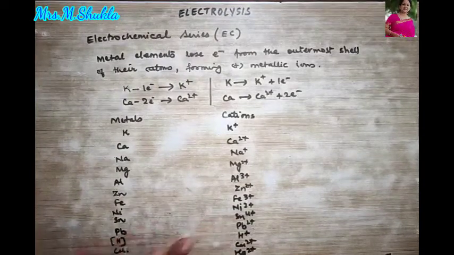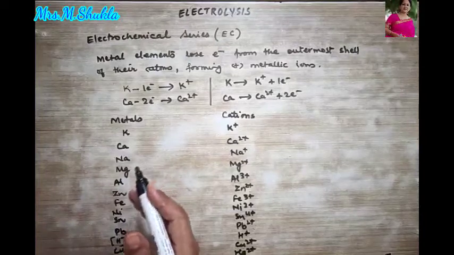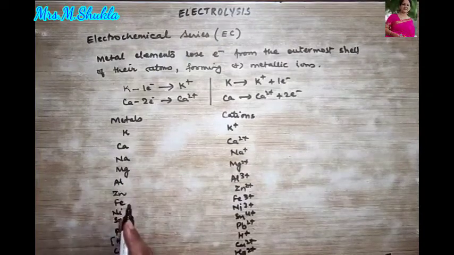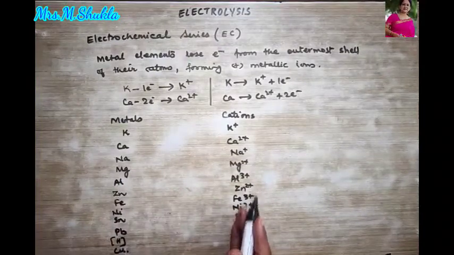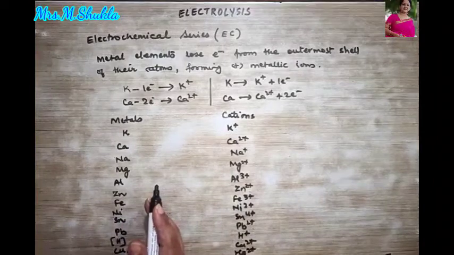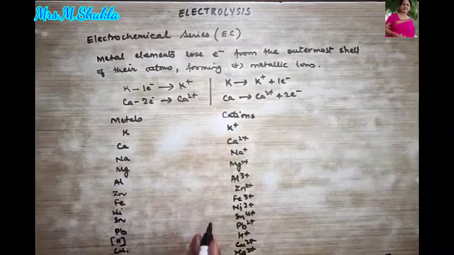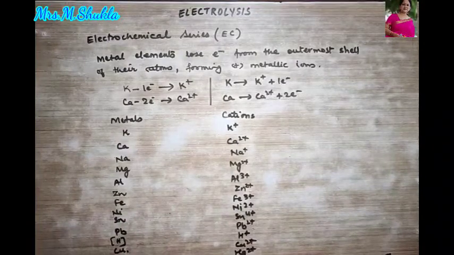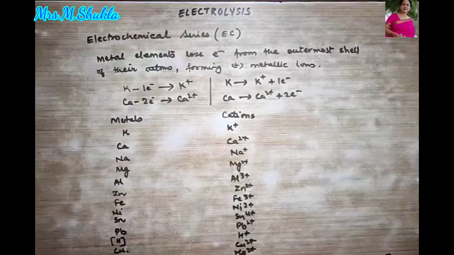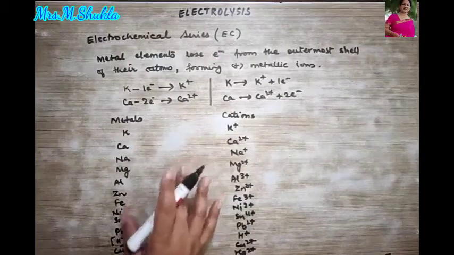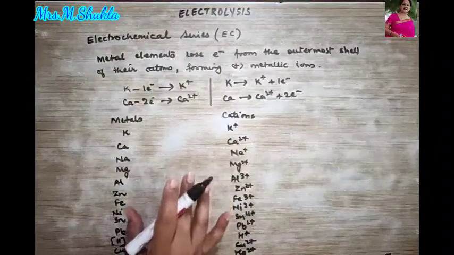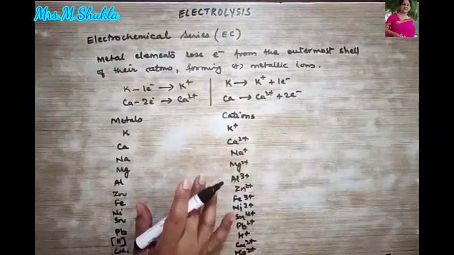So based on the ease with which the atoms of these elements lose electrons and form these positively charged ions, these metals have been arranged in this form of series. So if you remember your electrochemical series, this is somewhat related to it, not exactly, but you can easily remember it.